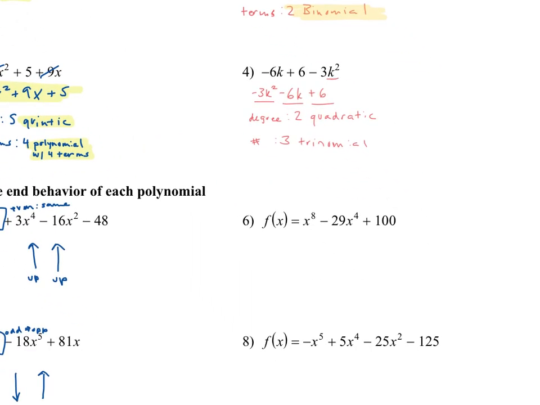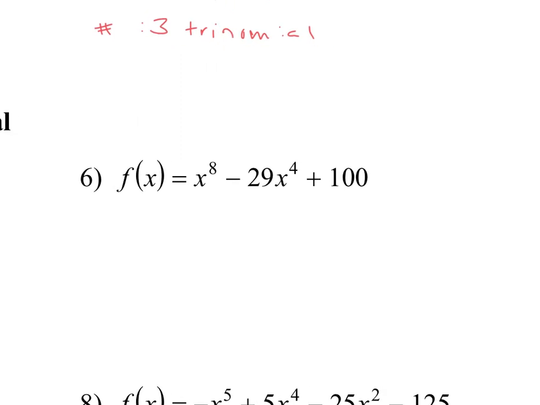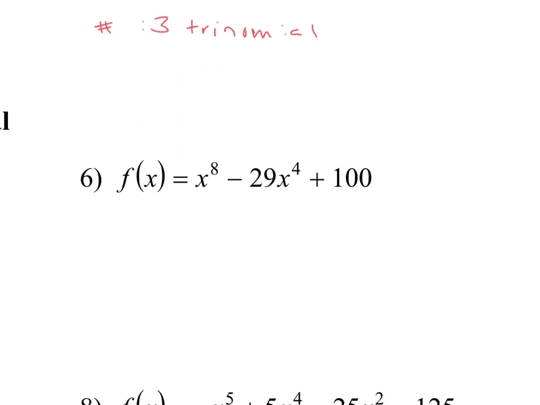All right, let's look at number 6. We are just describing the end behavior. So which term do we have to look at that tells us the end behavior? X to the 8th power. Is this positive or negative? Positive. So what's our right arrow going to do? Right arrow goes up. And then is it even or odd? It's even. So what's our left arrow going to do? Same direction, so up. So we have up and up.